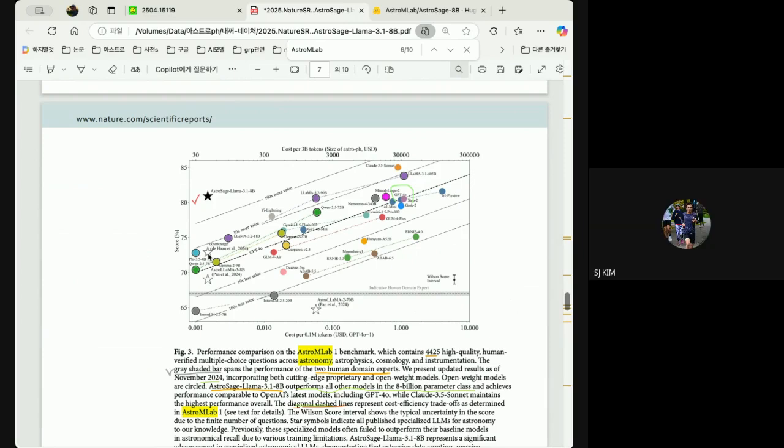I think it's really useful for non-astronomers. This is for professional astronomers, and ChatGPT or other things are not good for professional astronomers. That's why they are developing this. Yeah, this is for astronomers, but it's a little too early to use for real scientific research.